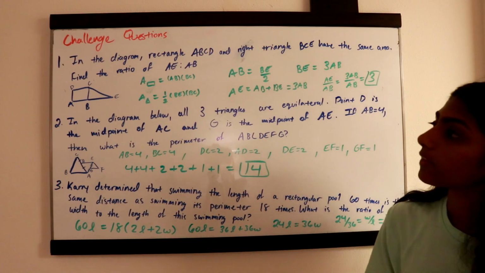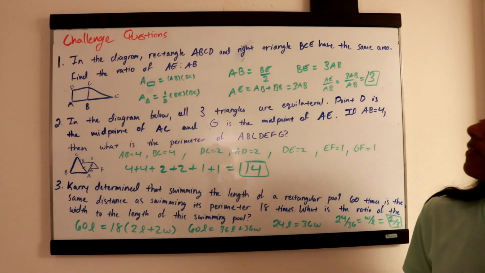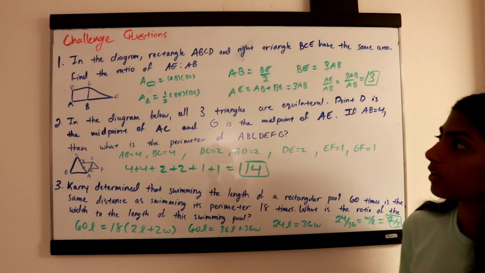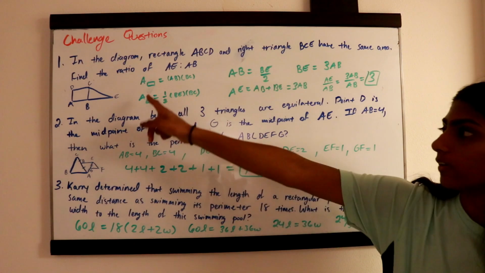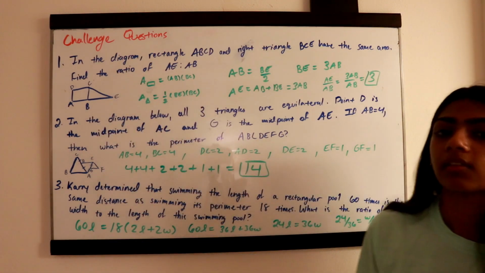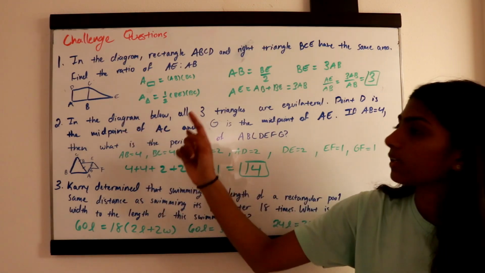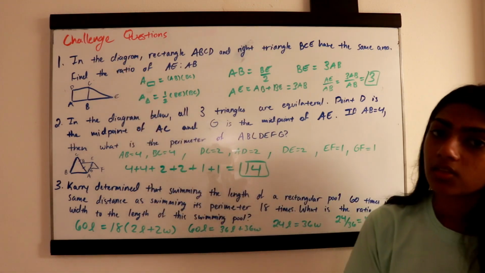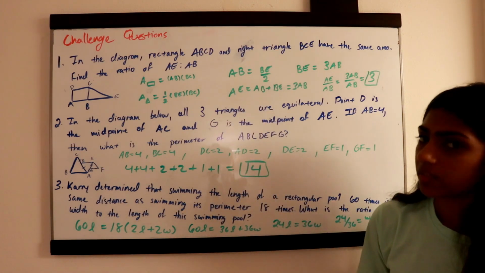Number 1. In the diagram below, rectangle ABCD and right triangle BCE have the same area. Find the ratio of AE to AB. So first, we know that the area of the rectangle is going to be equal to AB times BC. And we know the area of the triangle is going to be 1/2 times BE times BC. So now we can say that AB is going to be equal to BE over 2.